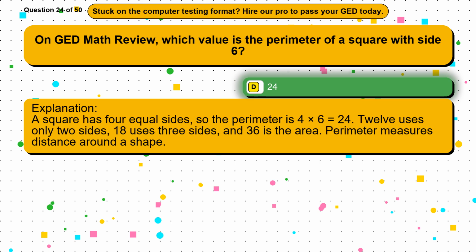12 uses only 2 sides, 18 uses 3 sides, and 36 is the area. Perimeter measures distance around a shape.